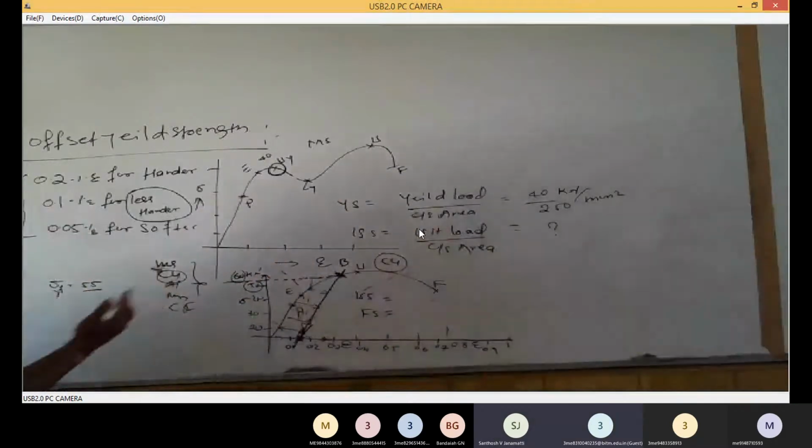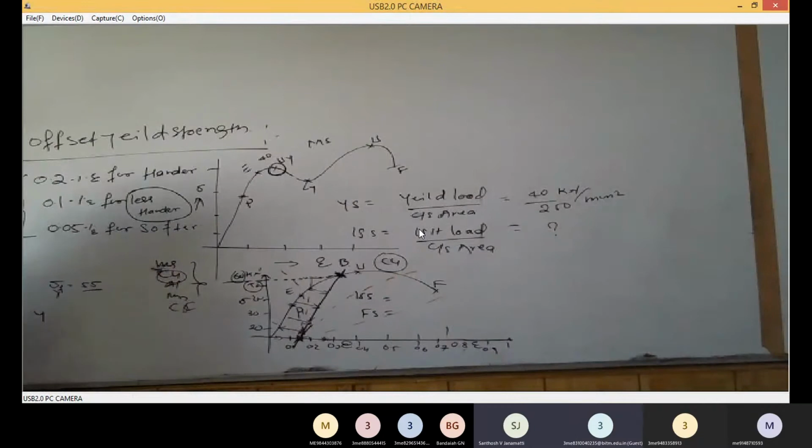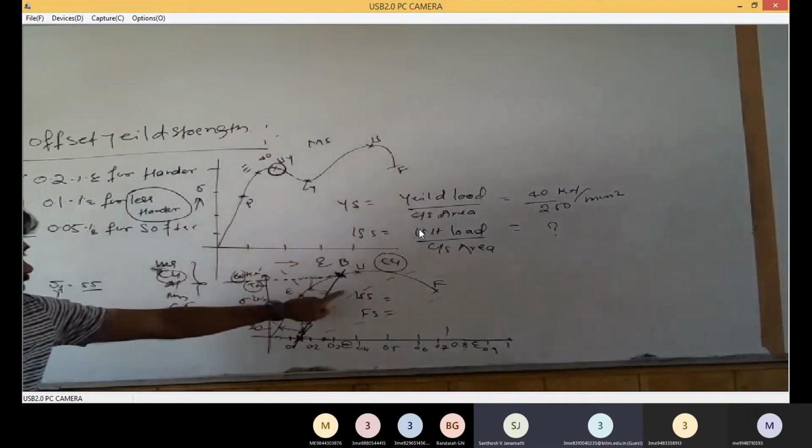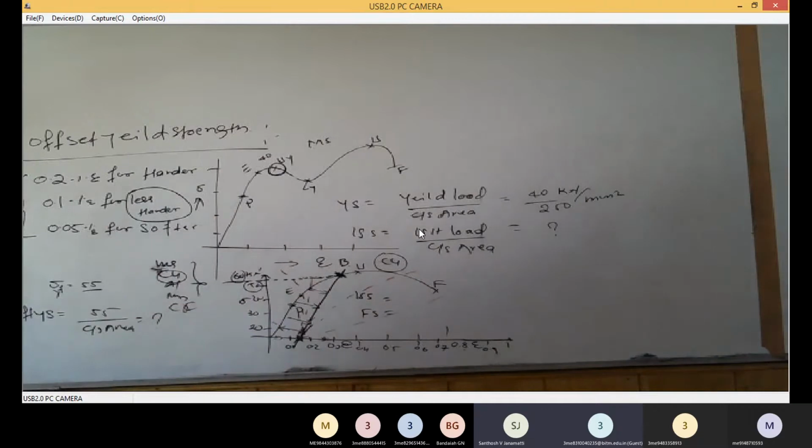That is for this curve. Now I am ready for solving: the offset yield strength is equal to 55 divided by the cross-sectional area of the sample. Now I am solving the yield strength of these kinds of graphs also. Hope you understand this. Yes, sir.